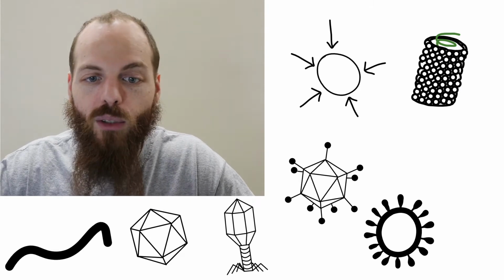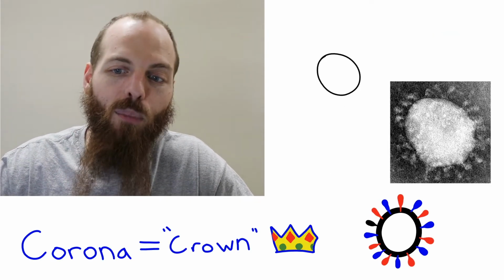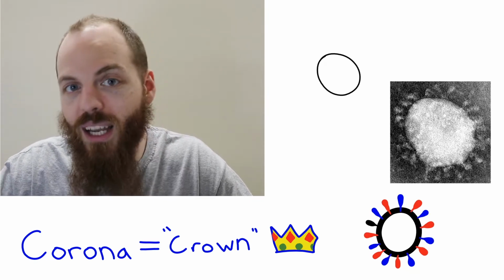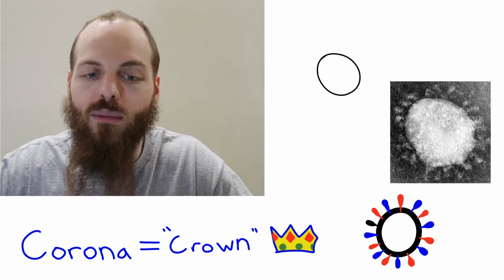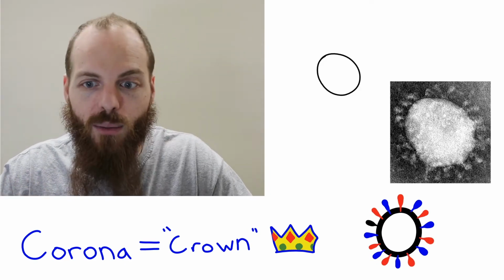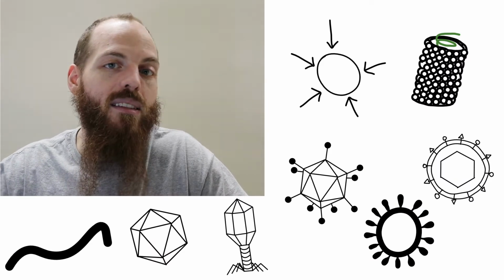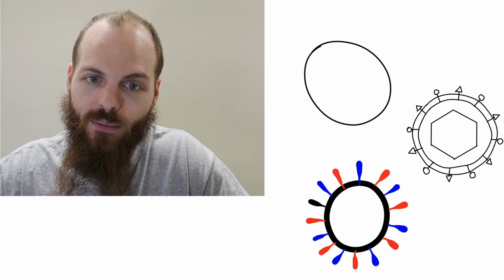Coronavirus, for example, looks like this. Corona just means crown, and these little bumps all around the outside kind of look like a crown, so they named it coronavirus. All these different case shapes do the same thing. They're protecting the other important piece on the inside. So what is that?